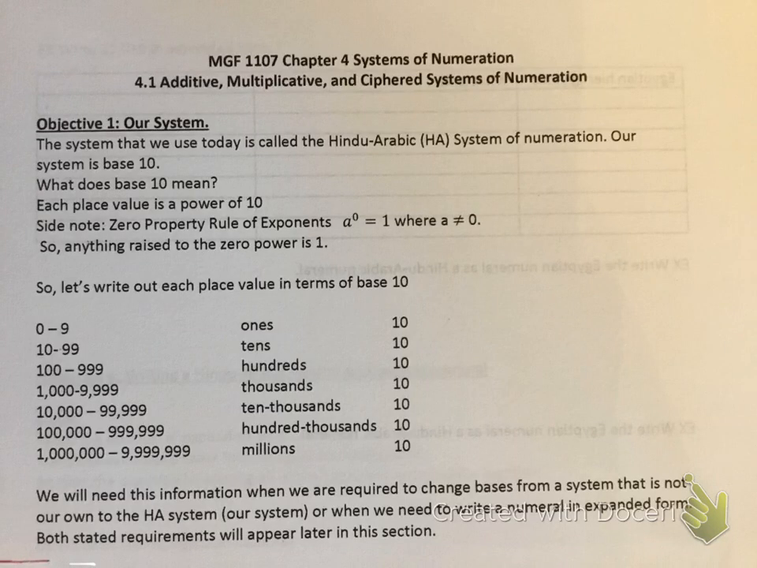Hi, this is Chapter 4. We're going to be going over 4.1, which is the additive, multiplicative, and ciphering systems of enumeration.